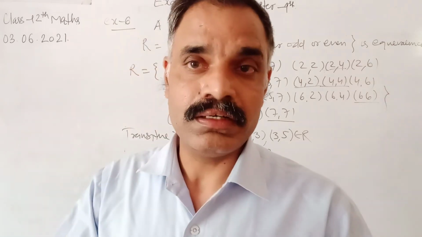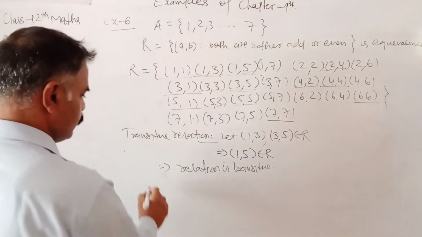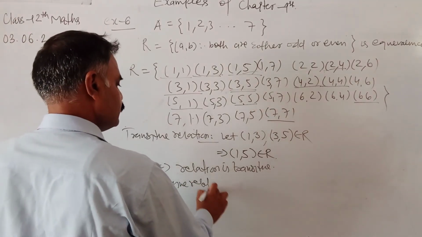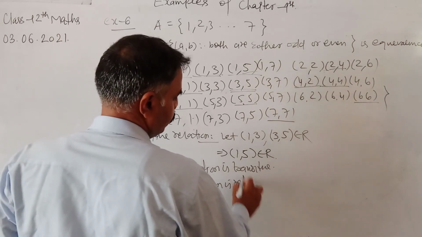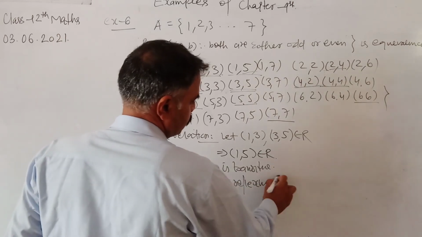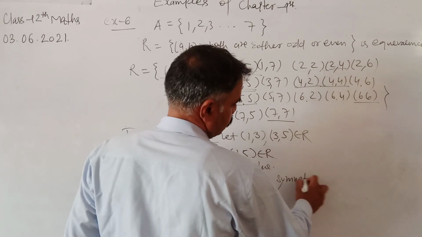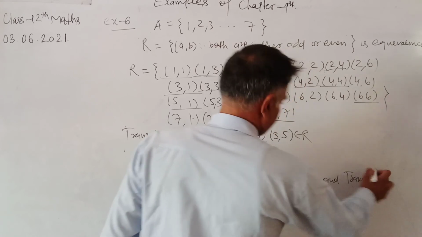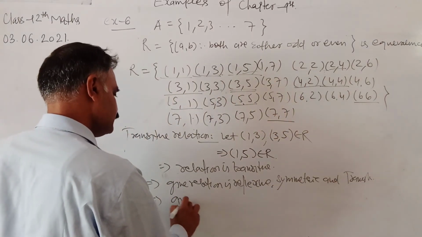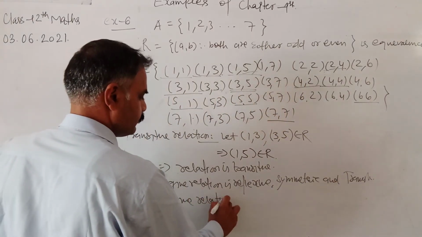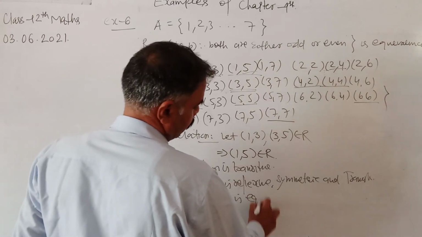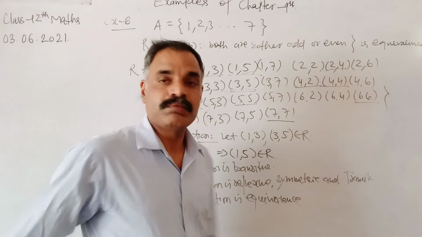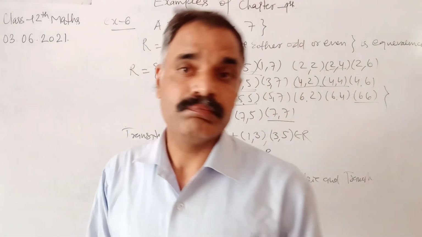It means the given relation is an equivalence relation. Therefore the given relation is reflexive, symmetric and transitive, which implies that the given relation is an equivalence relation. This was the first part of example number 6.